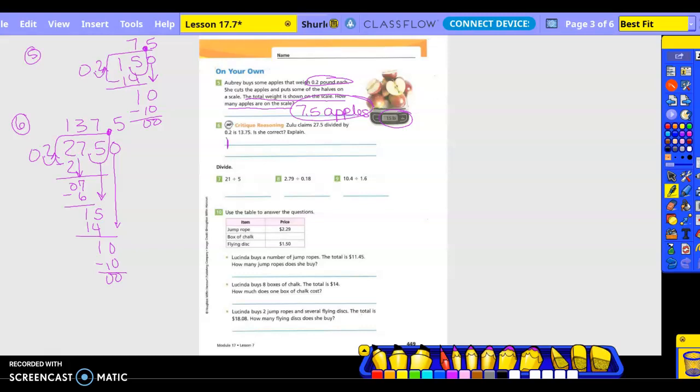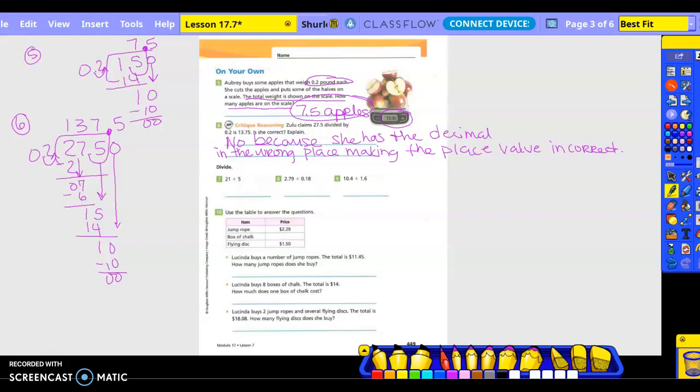So no, because she has the decimal in the wrong place value, right? She has the decimal in the wrong place, making the place values incorrect.